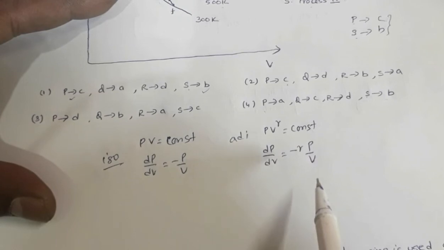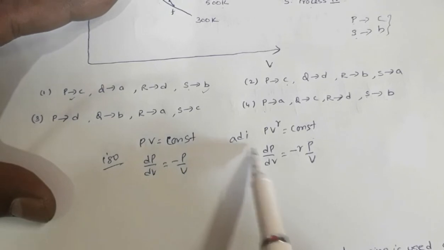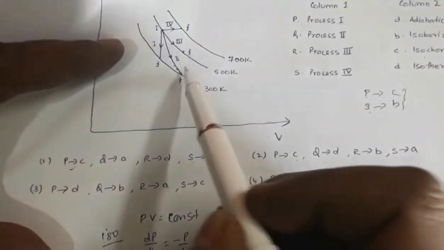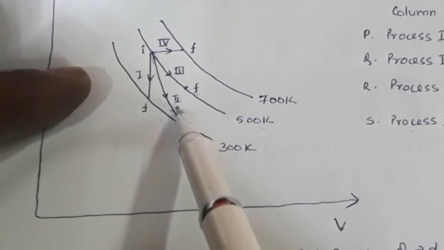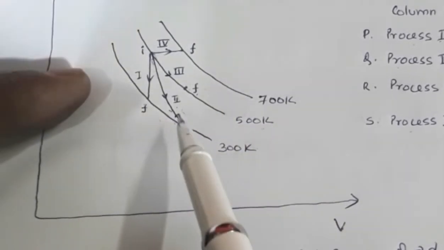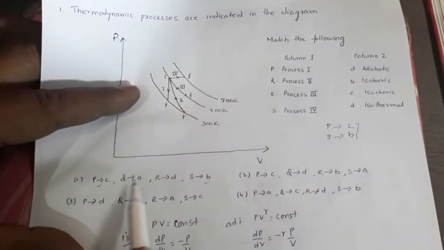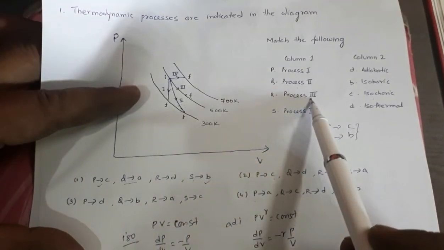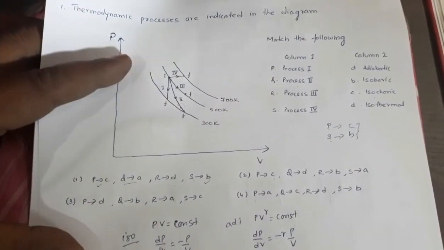Now gamma is greater than 1, so this quantity is more negative as compared to this quantity. That means for the adiabatic curve the slope is more as compared to the isothermal curve. So if you see process 3 and process 2, this is steeper than this. So this corresponds to the adiabatic process and this corresponds to the isothermal process. So process 2 is adiabatic. Q corresponds to A, and R, that is process 3, corresponds to D, this one. So option 1 is confirmed, it is the correct answer.